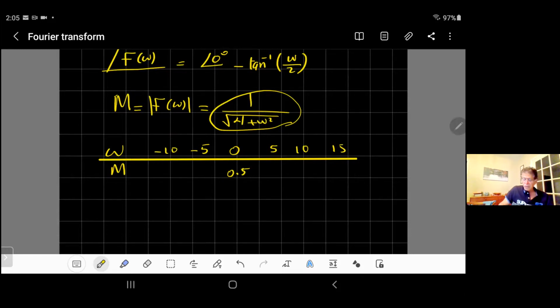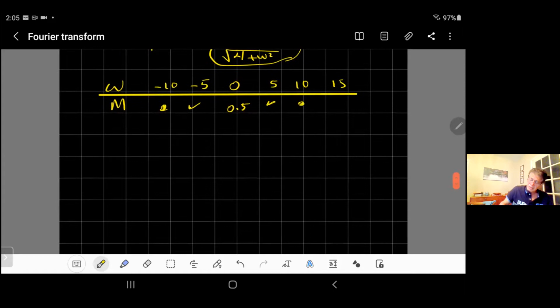For example, when you plug in -5, -5 squared will be 25, plus 4 is 29, so 1 over the square root of 29, and you continue to calculate this value. And you observe when you put omega equal to minus 5 or omega 5, you'll find they are the same. So when you put a negative and a positive value, it will be symmetric.